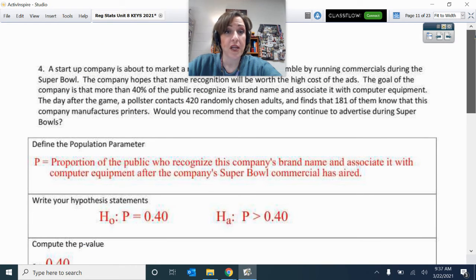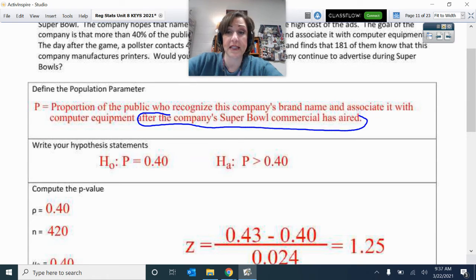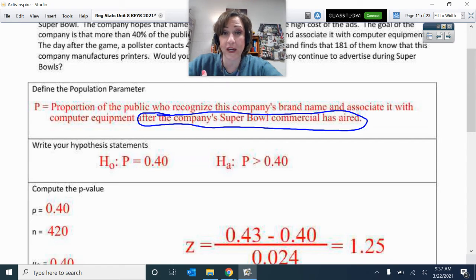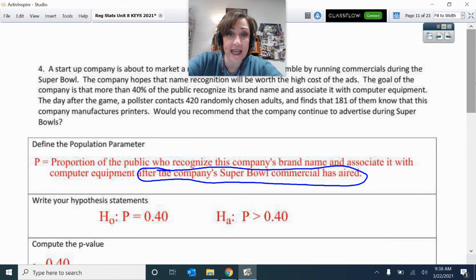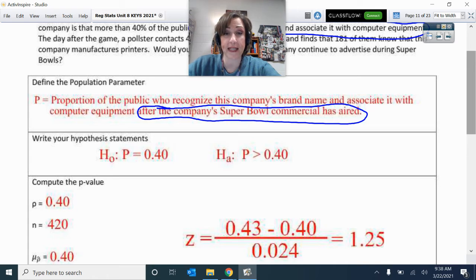All right. Now, with this number 4, make sure that you include this after the company's Super Bowl commercials have aired, because that is the treatment that we are testing to see if that has had an impact on the rate at which the company's brand name is recognized. Okay, so p equals the proportion of the public who recognize this company's brand name and associate it with computer equipment. And so, see, I got that. They want to investigate this. After the company's Super Bowl commercial has aired, because that's what we're testing.